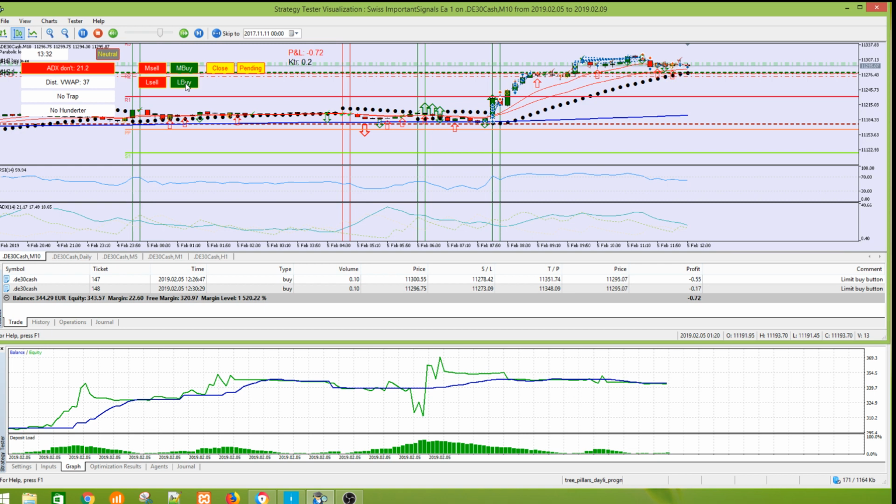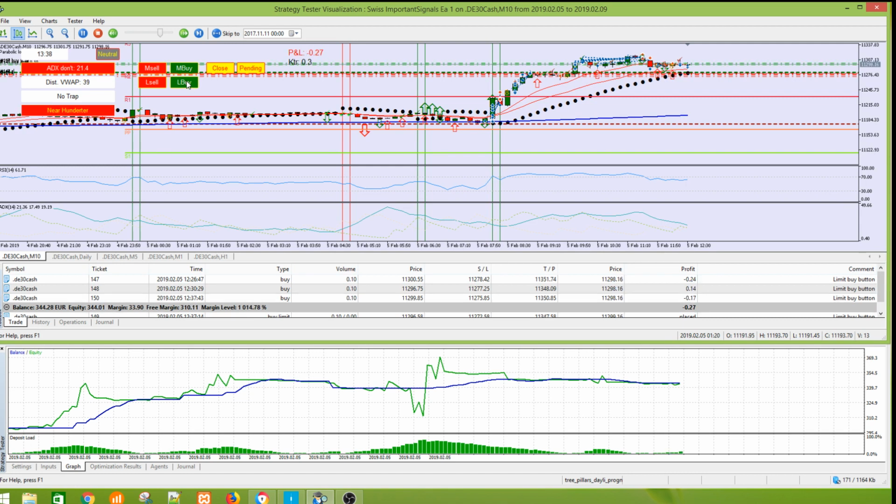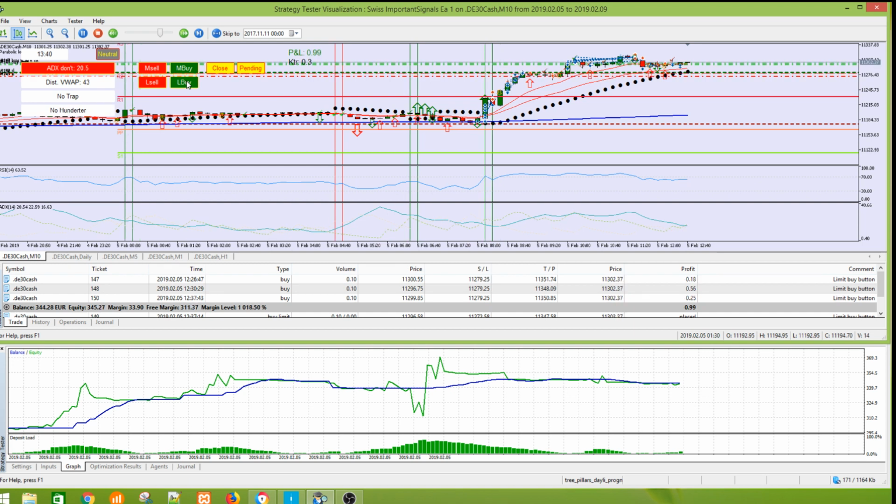I'm not informed by news now. I don't know the news now. In real trading you should know that. You see here we are near the 100. I make some buy limits. I think it will rise again over 11,300.